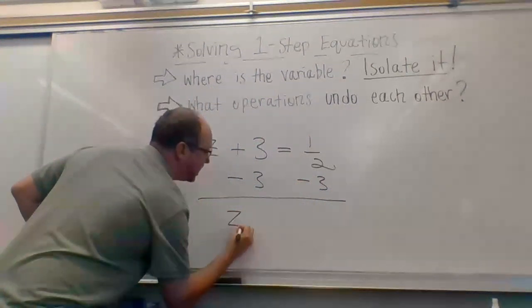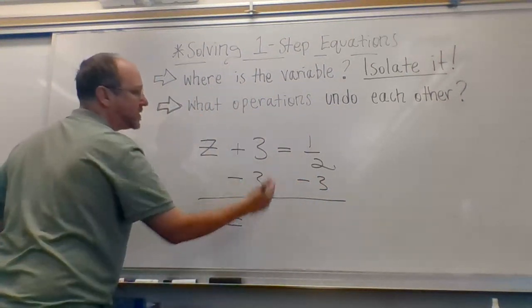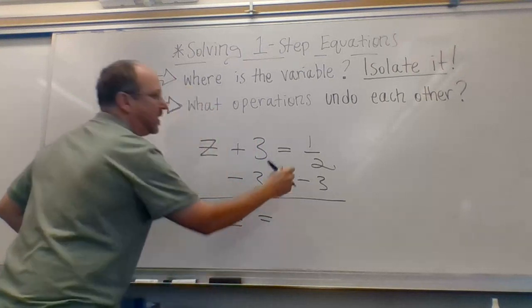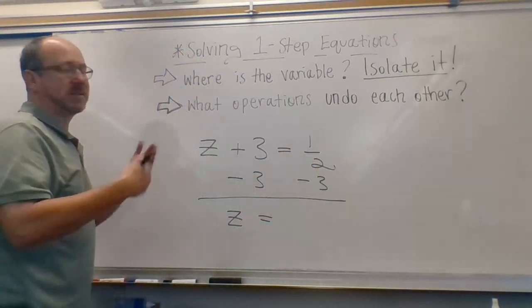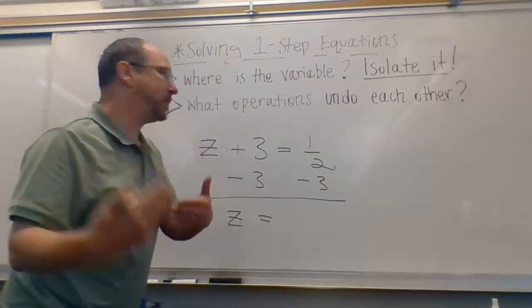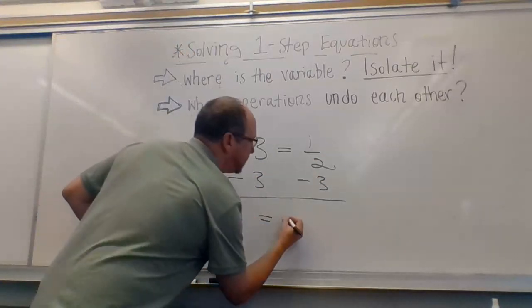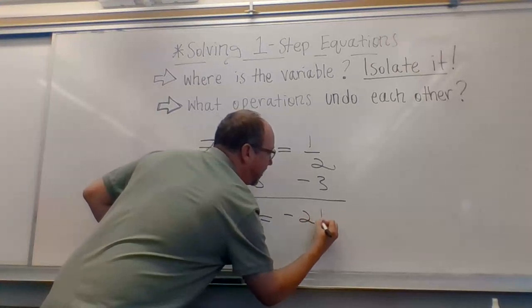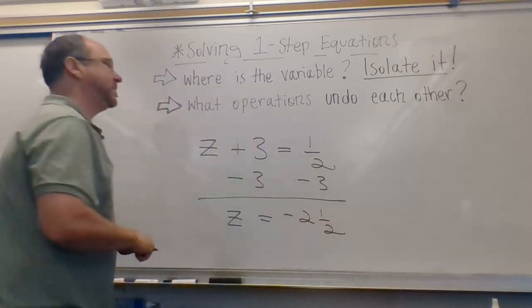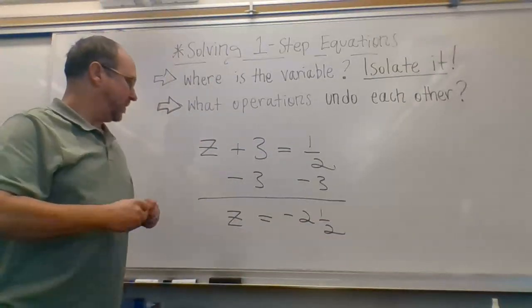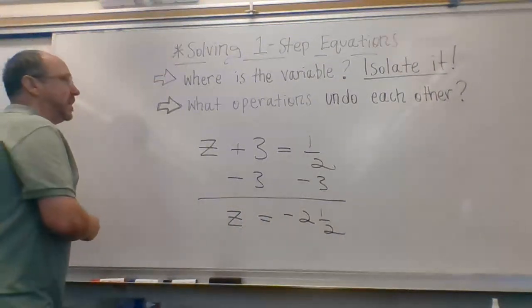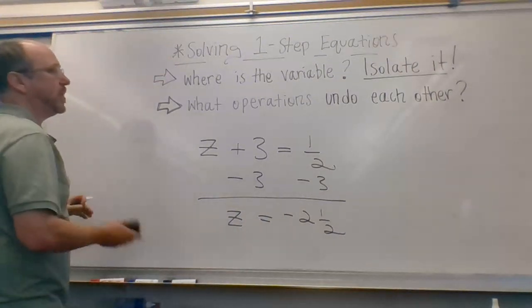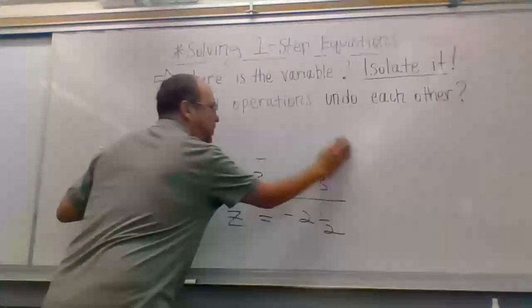So now we get z on the left side. Negative 3 plus 3 zeros out. And then we've got 1/2 take away 3. So 0.5, take away 3. There's more negatives than positives. It is a negative 2 and 1/2 is our answer. That was our second example. Where's the variable? Isolate it. How do we undo the operation? I think you see where this is going.